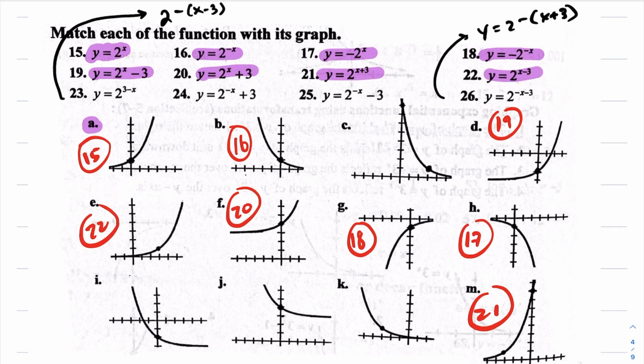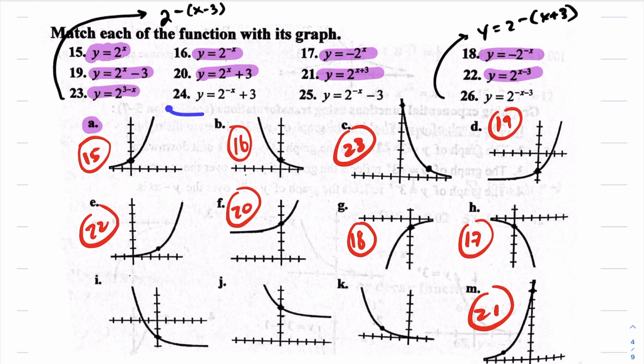All right, let's move on to 23. For 23, I went ahead and rewrote it in transformation form. What we're doing is essentially taking our 2 to the x minus 3 function, which is this right here, and reflecting that in the line x equals 3. Doing so, we end up creating function c. So 23 will match with graph C.